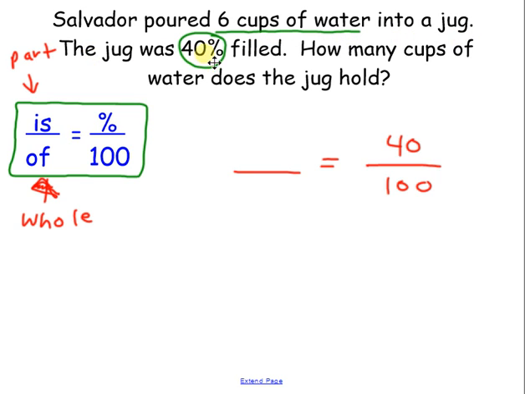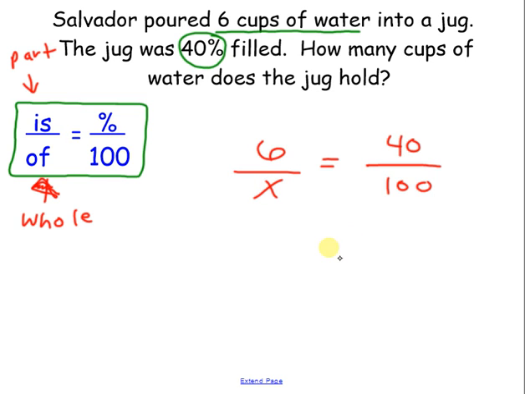The jug was 40% full. How many cups of water does the jug hold? So if pouring in 6 cups fills it 40%, is it all the way filled or part filled? If you thought part filled, you're correct. So the 6 goes on the "is," which is the part. Your x will go on the whole.